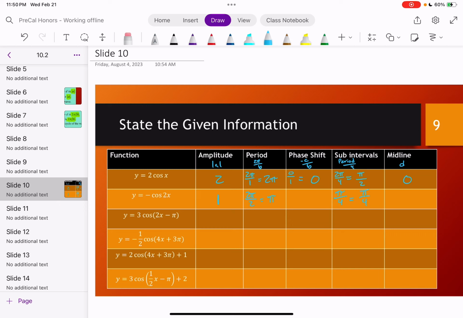We take a look at the phase shift. In this case, we do not have a c, which means 0 divided by, in this case, 2. We solve that out. Our answer is 0. Our midline, once again, is 0 since we do not have a d.